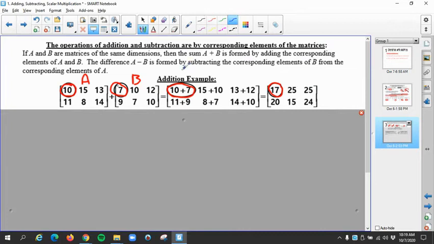It works for any element in the matrix. Let's go to the second row, third column, which is 14. Second row, third column is 10. I'm going to add 14 and 10 together to give me a final answer of 24. You can also do this using the matrix calculator like we talked about in class.